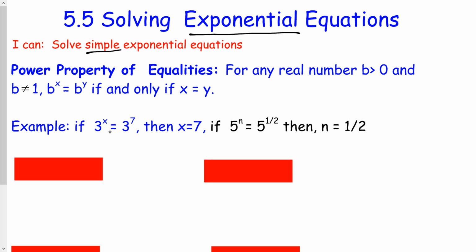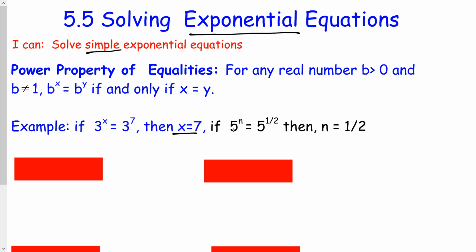I have an example here. If I have 3 to the power of x equals 3 to the power of 7, well, what must x be? Well, because my bases are the same, then x must equal, in this case, 7. So what this basically means is I can ignore the bases and say, what's left? Now, the only reason I should be able to ignore my bases, though, is if the bases are the same. In this case, the base is 3. So, in this case, because the base is the same, x equals 7.